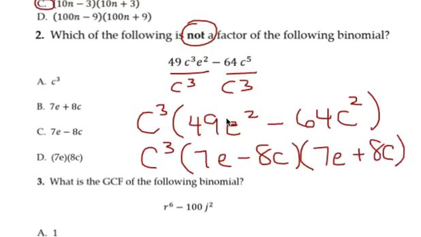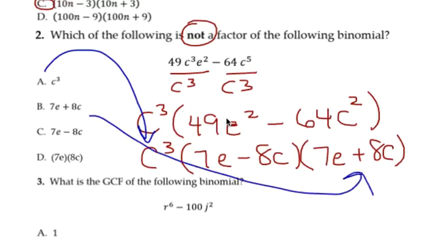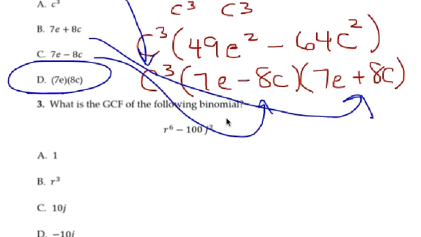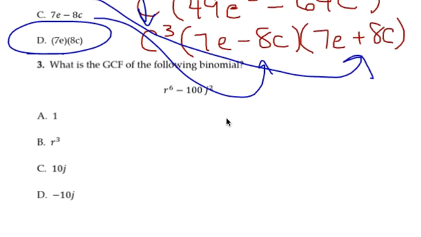Okay, and so then if you look, A is a factor, isn't it? B is a factor. C is a factor. Which one is not a factor? D. We're good? Yes. Okay. All right, the last one, what is the GCF of the following binomial? What did you guys get, Hannah? A, yes. 1 is the only common factor there, right? Yes. Okay, awesome. Boy, that was a quick video.